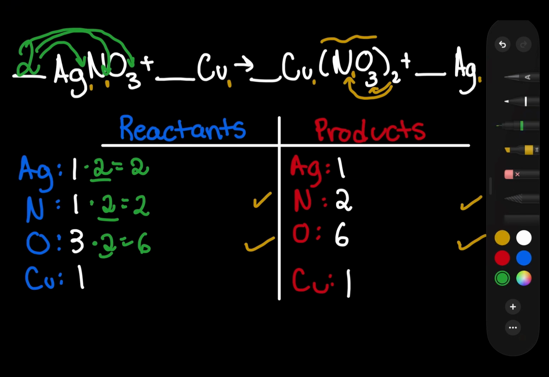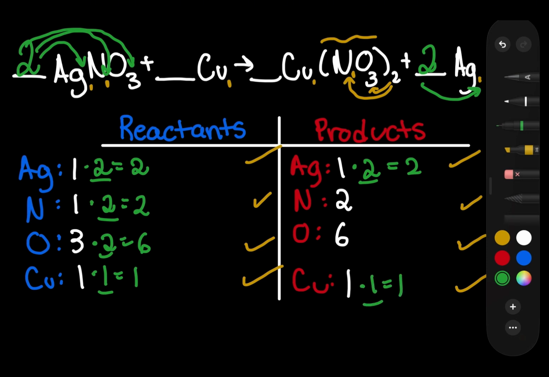So what we can do is multiply 2 on the product side, and now we'll have 2, which would then make them balanced. So we need to incorporate this coefficient on this side. So now we have 2 Ag, which is being distributed, right? So now we have Ag, N, and O that are balanced, and Cu is also balanced. Because the Cu's are already balanced, we can just use a coefficient of 1 because it's the same thing. Right, so then we just put that there, 1 Cu and 1 Cu.